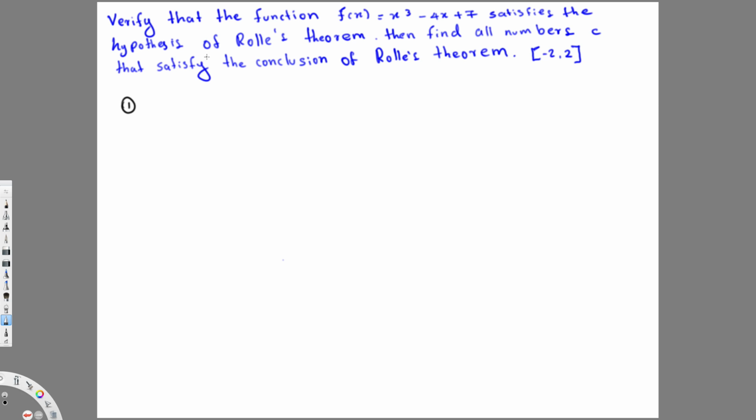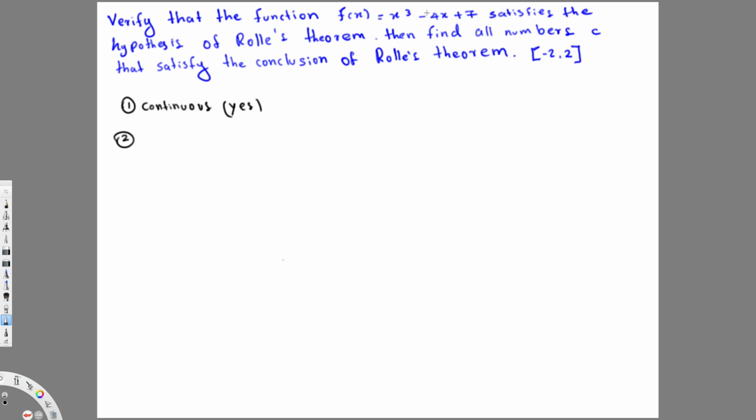So the first condition: is it continuous? What is the domain of this function? If you see the domain, this is all real numbers, right? So this is continuous, it keeps going, so it satisfies the first condition. Yes, continuous. Second, it should be differentiable.